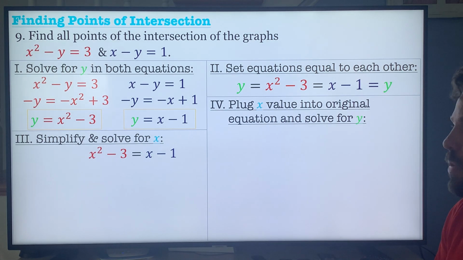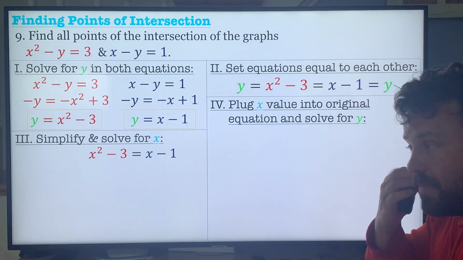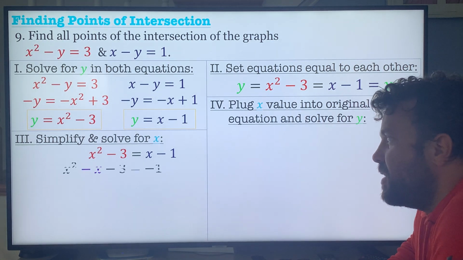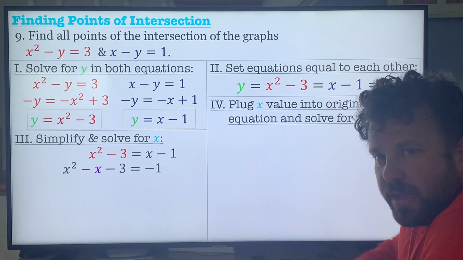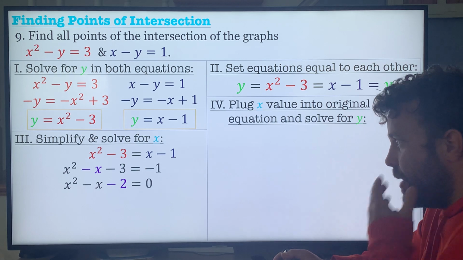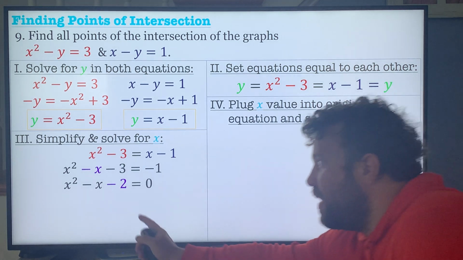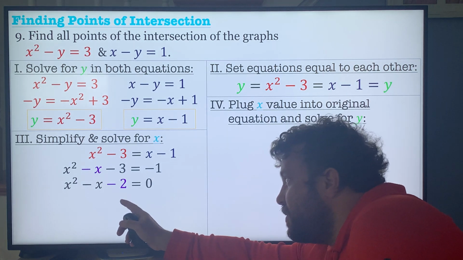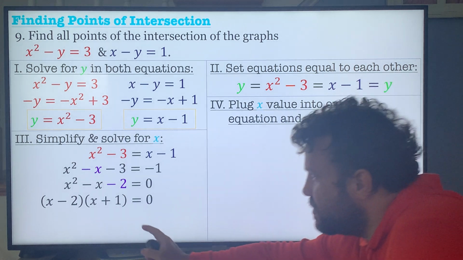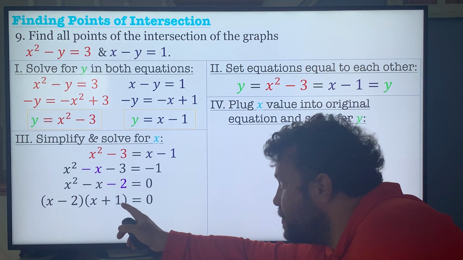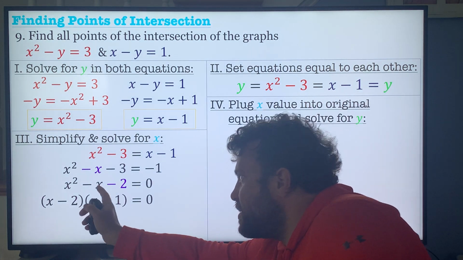Now, do you guys remember how to solve these types of equations? Hopefully you do. You have to set up a quadratic. You have to subtract an x from both sides. So x squared minus x minus 3 equals negative 1. And then I add 1 to both sides. x squared minus x minus 2 equals 0. I have to factor this. What are the factors of negative 2 that add up to negative 1? x minus 2, x plus 1. Negative 2 times 1 is negative 2. Negative 2x plus 1x is negative x.